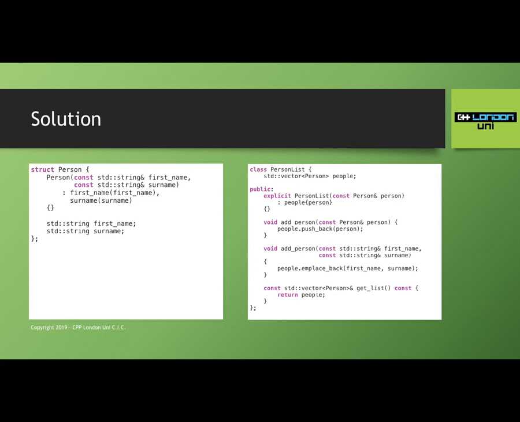We've got person on the left, and as you can see, we've added a constructor that takes two string references, and it uses an initializer list to initialize the first name and surname fields of this class. So this is kind of pointless, but like I say, I wanted you to have a bit of practice writing initializer lists.